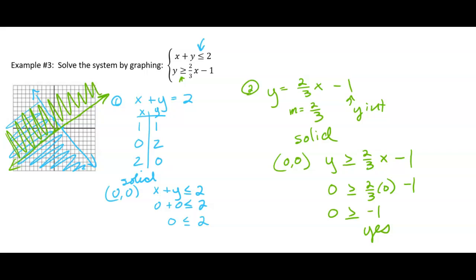Okay, now where do you have the green and blue both? It's this section, right? Sorry, Adam. It's this section over here. Okay. All right, that's how we graph them. And that means any point in that yellow section would make both statements true.